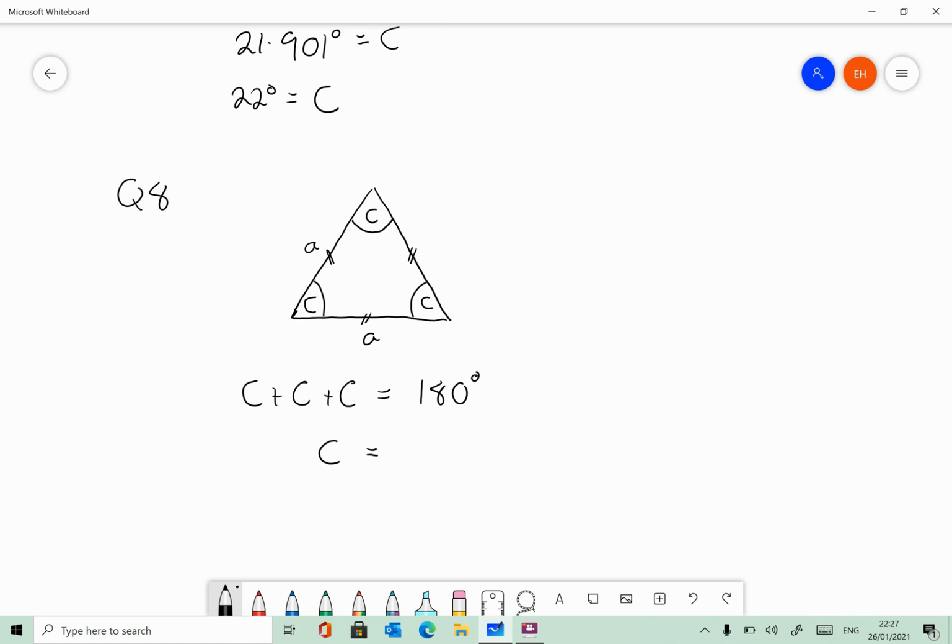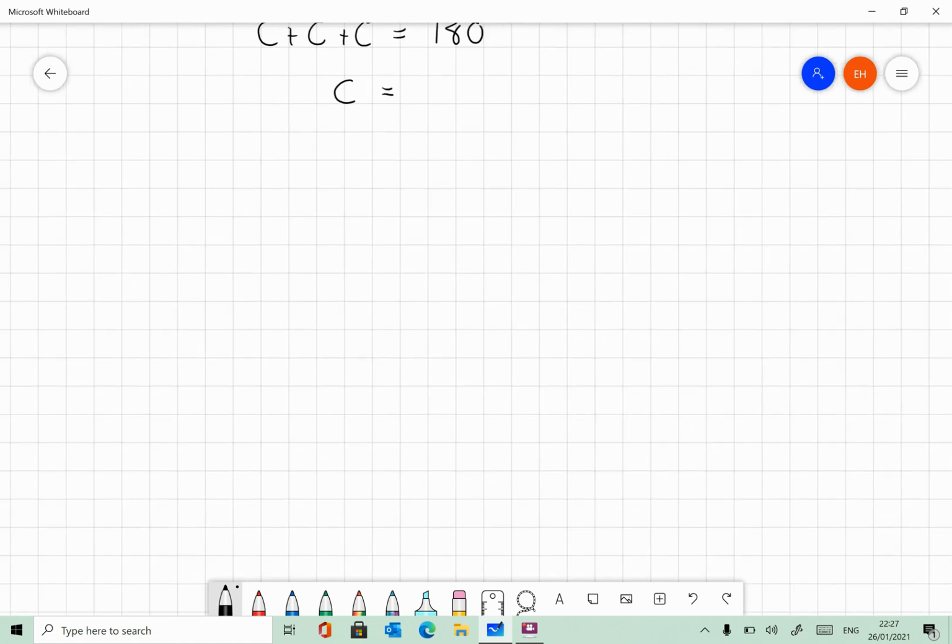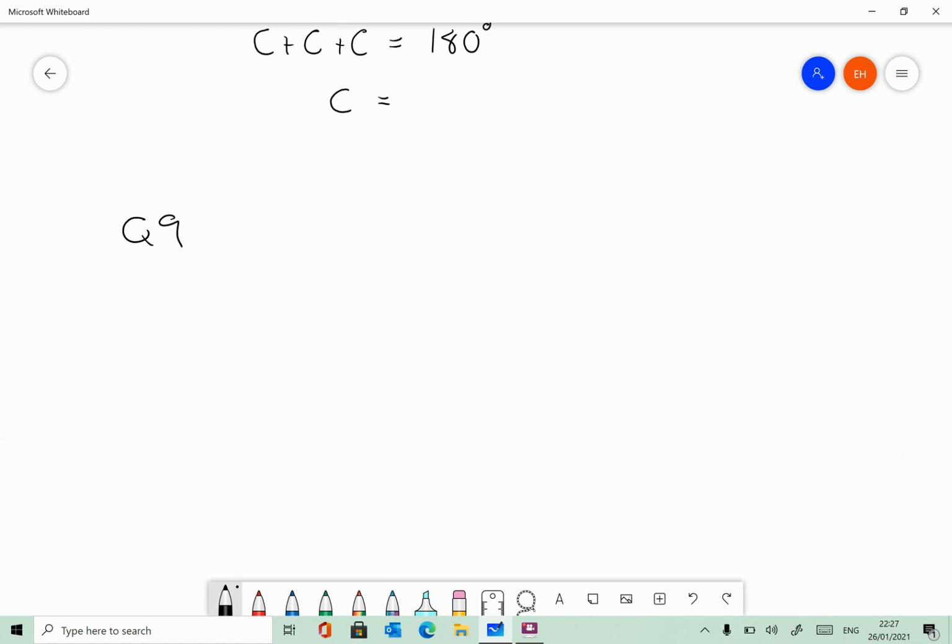Okay, so that should get you started on question 8. That's a nice question actually. Question 9 then, a bit of discussion on question 9.